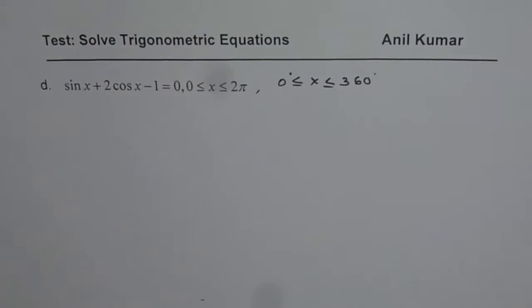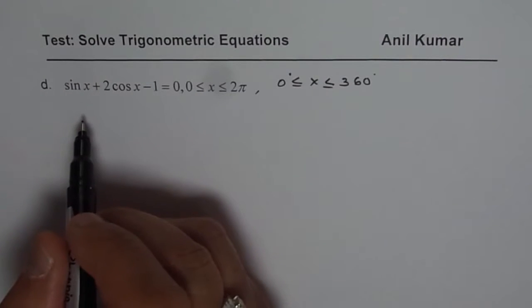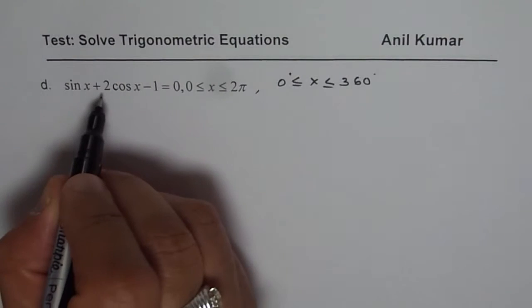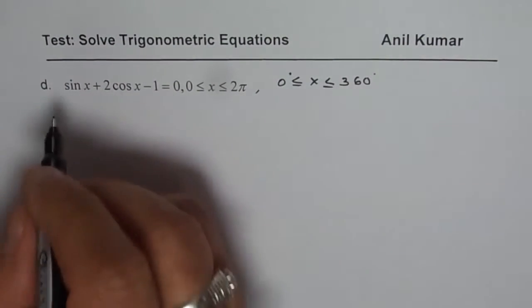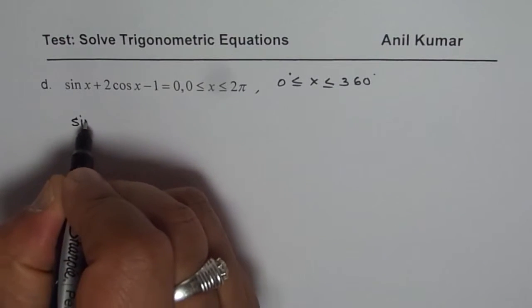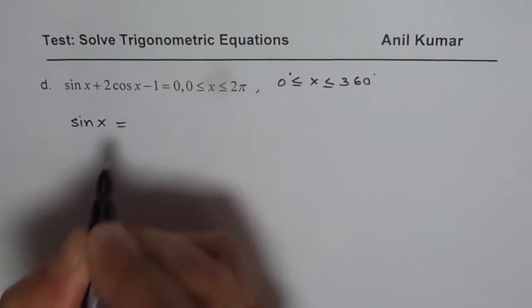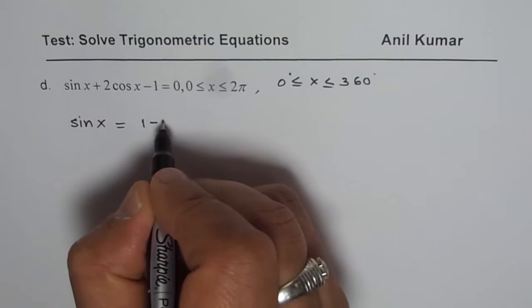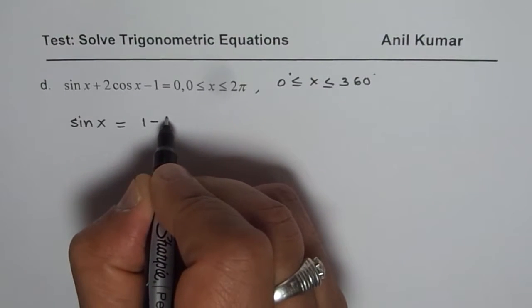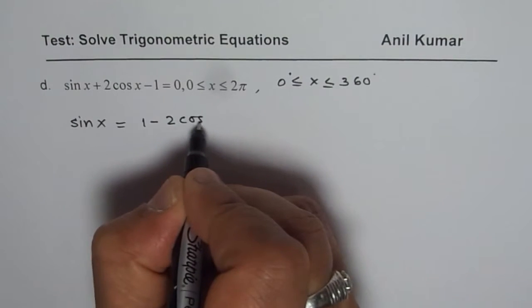Now, in this particular equation, what you observe is that we have two different trigonometric ratios. Solving one equation with two kinds of variables is kind of difficult. So, what should we do? We can take a few terms on the other side and isolate one of the variables. One of them is sine, so let's say sin x equals, taking this on the right side, 1 minus 2 cos x.